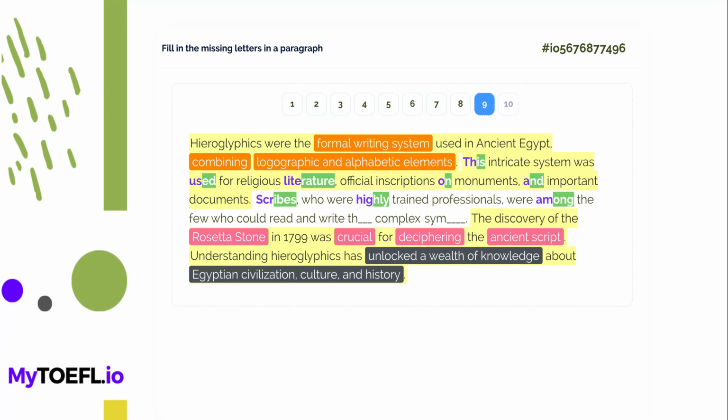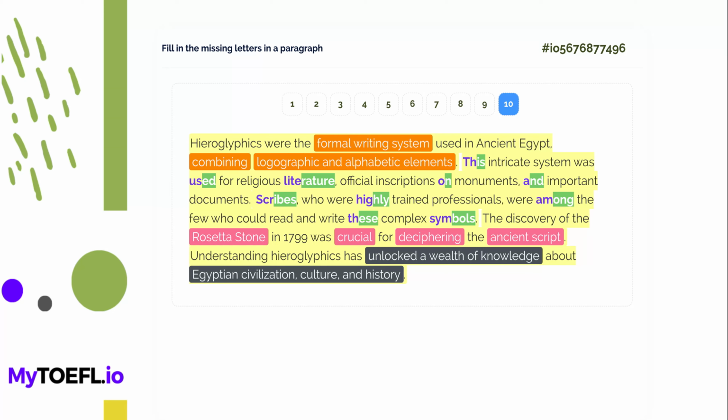Next is the ninth blank. Scribes, who were highly trained professionals, were among the few who could read and write these complex blank. The question provides the letters S, Y, and M and contains four spaces. This word refers to the logographic and alphabetic elements mentioned earlier. We are looking for a plural noun that describes the individual characters of the writing system. Fitting the description complex and starting with the given letters, the answer is symbols.